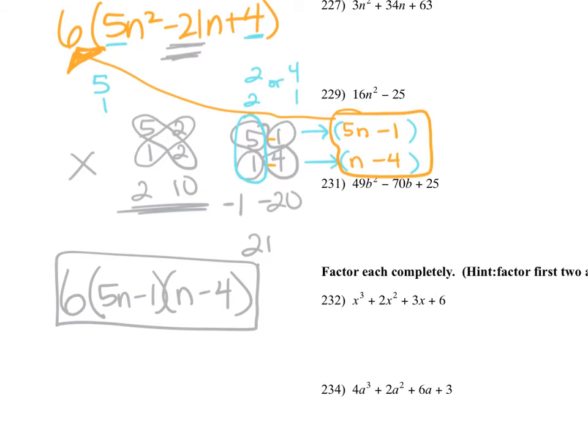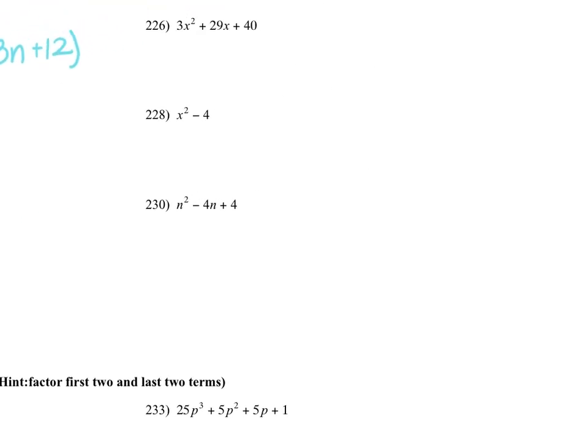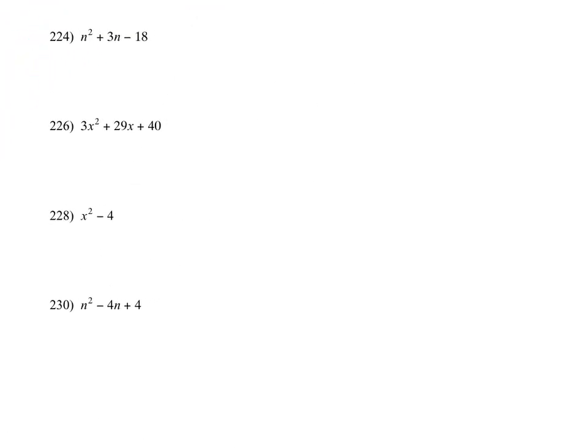Okay, so let's go on and do one more. We'll do 226. 226 is right here. So I'm going to do the same thing. I don't think that 3, 29, and 40 have anything in common. So I'm going to go ahead and start doing my cutesy method.